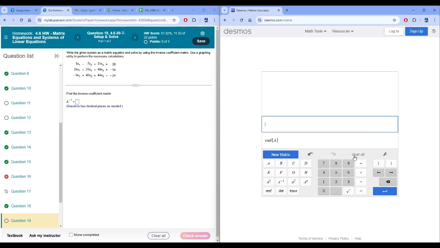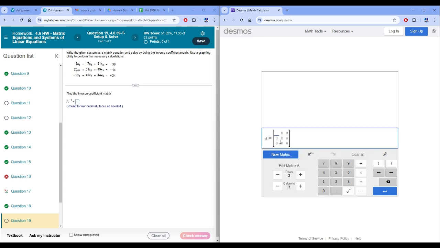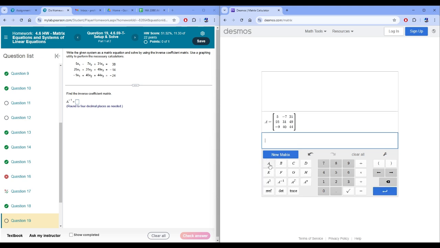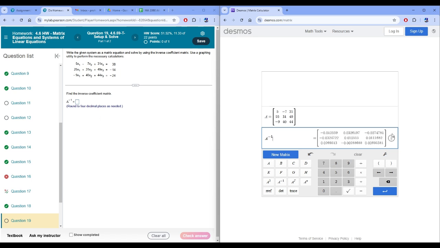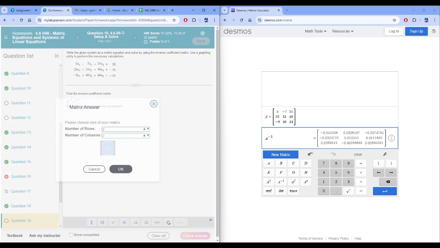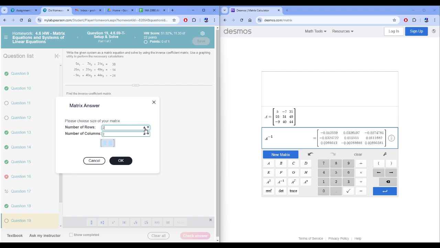So here, I'm just going to clear this. This is a new matrix. This is a 3 by 3, which is 5, negative 7, 31, 25, 31, 49, negative 9, 40, and 44. So then if I find A to the negative 1 and turn it to fractions, round to 4 decimal places. Holy smokes. So then this one is a 3 by 3.